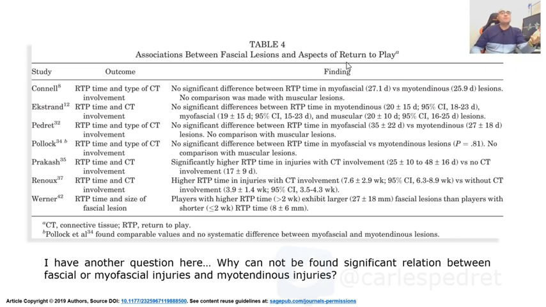But when we speak about fascia, I don't really think that we talk about the same thing in these studies. For example, this study, I can talk about it.